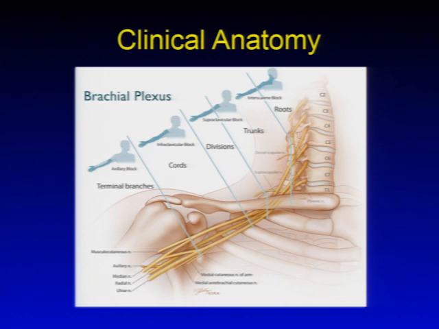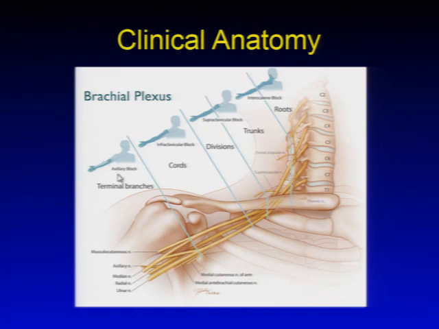As you can see, at the root level, you will have excellent analgesia of the shoulder, proximal humerus, and most of the arm, with the exception being the ulnar distribution, which you would expect to have sparing. The supraclavicular block, which is performed at the level of the trunks, will provide excellent analgesia from the mid-humerus to the hand. The infraclavicular block, which is performed at the cord level of the brachial plexus, will also provide excellent analgesia from approximately the mid-humerus to the hand.